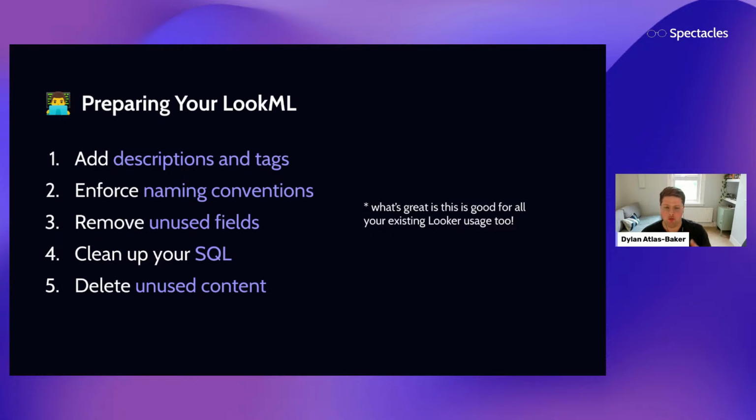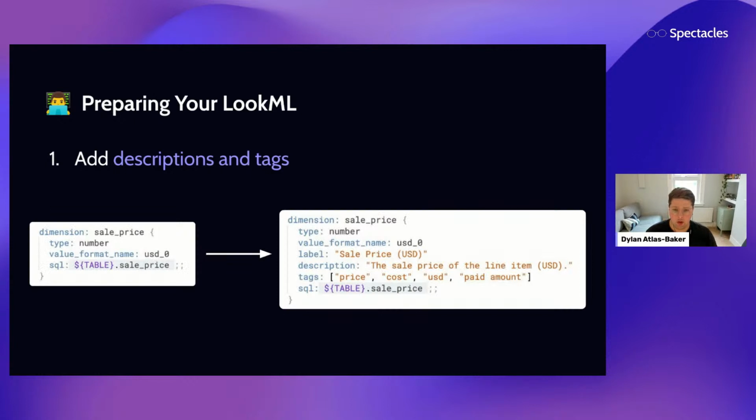Because you're going to have a really lean, well-documented Looker project that provides a really nice UX to all of your internal business users. But there are also things that will massively improve the quality of response you get from these new GenAI tools. So the first one I'm going to talk about is adding descriptions and tags.